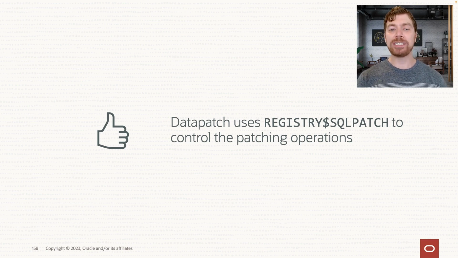Datapatch uses registry$sqlpatch to document everything that happened regarding patch apply in your dictionary, and also patch rollback. So every time Datapatch applies or rolls back a given patch, it will add a new entry. So every time Datapatch is called, a new row is added to this table. That's like a history table of all the Datapatch actions in your database.